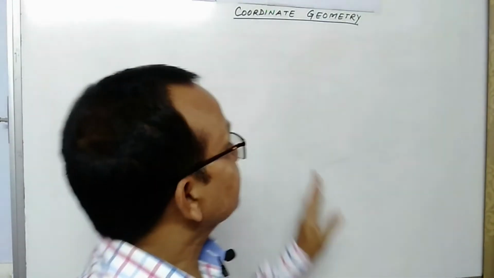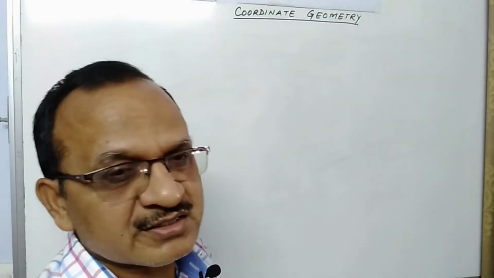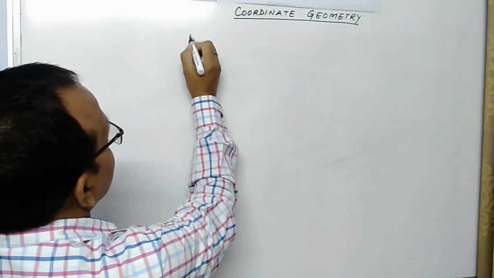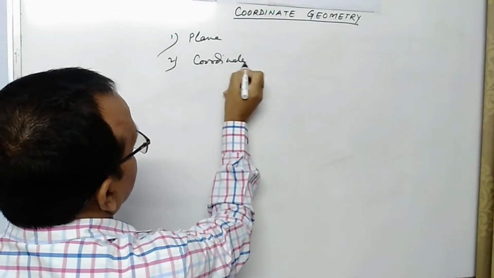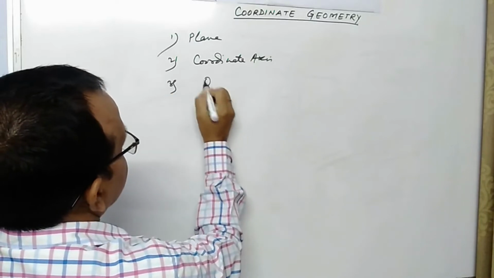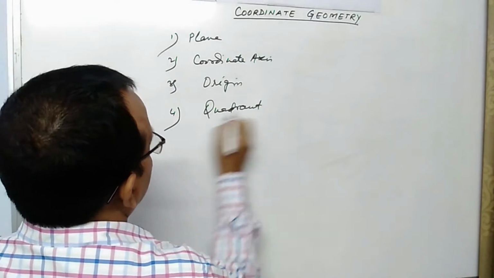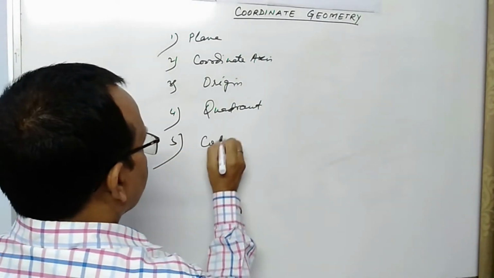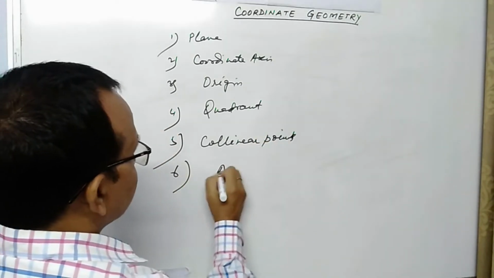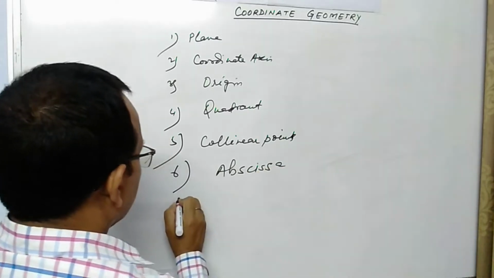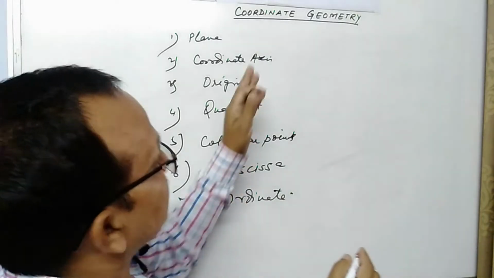To start a new chapter, that is coordinate geometry. First of all, I would like to discuss some of the key points related to this chapter, that is plane, coordinate axis, origin, quadrant, then collinear points, then abscissa, then ordinate. These are some of the basic terms related to this chapter.